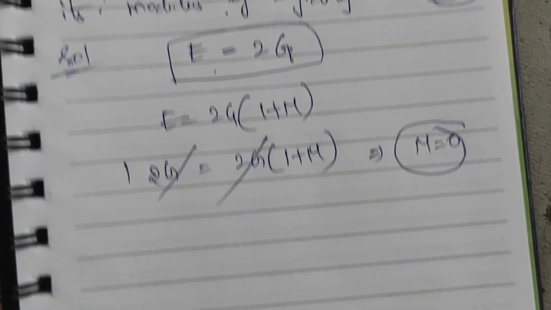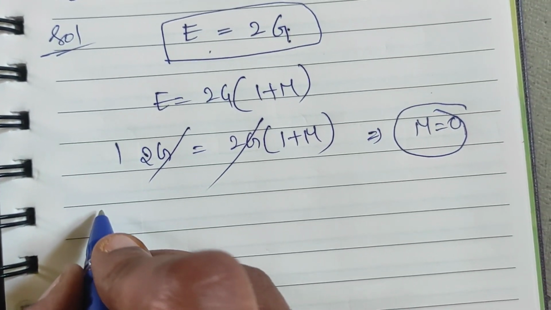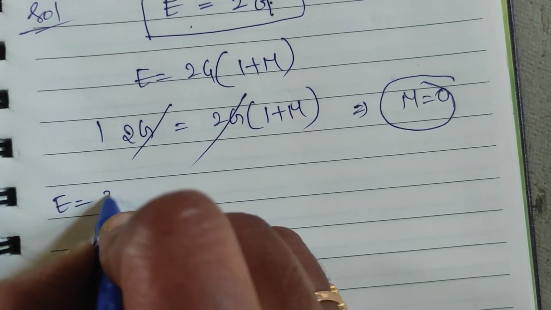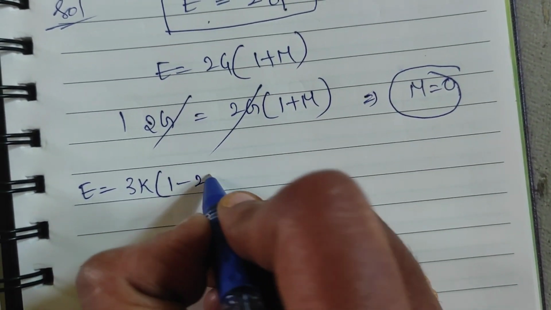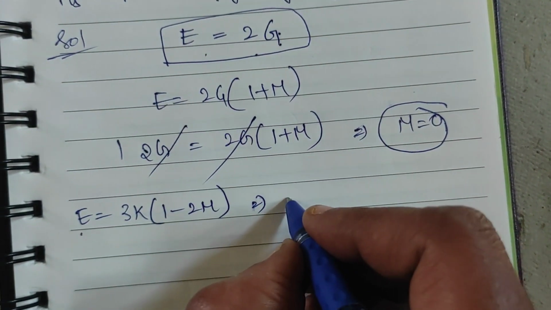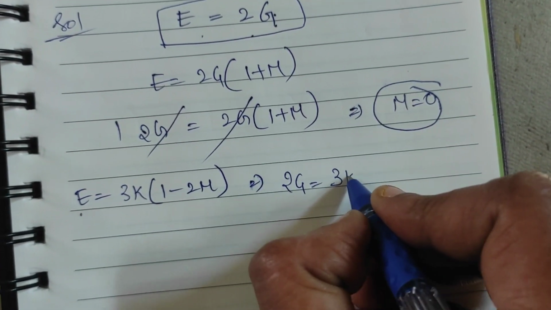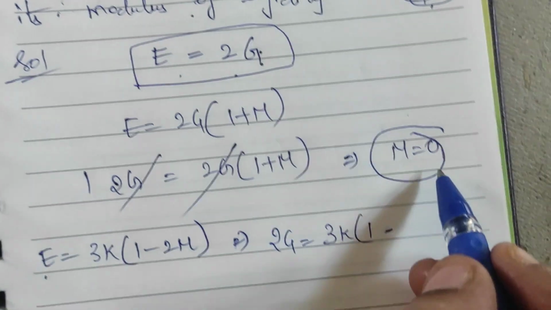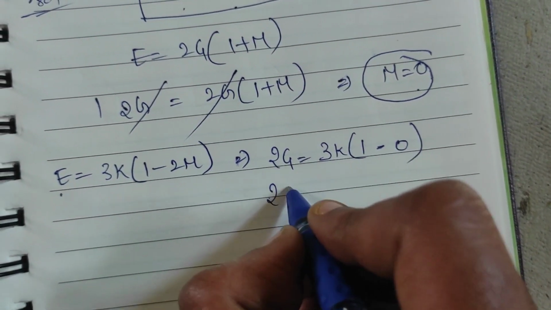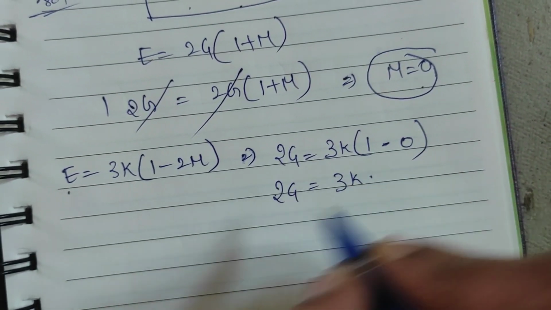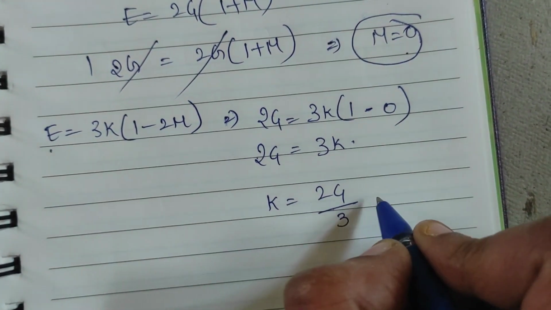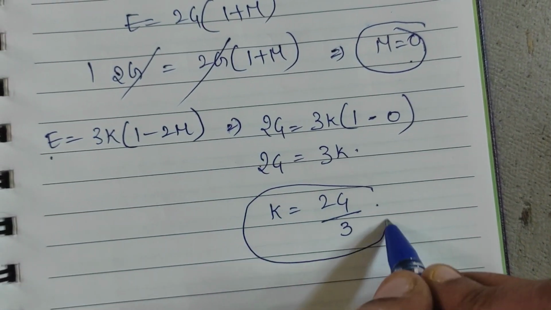Understand? And next, take another elastic constant. They are asking to find K. So E is equal to 3K into 1 minus 2 mu. Understand? So E is equal to 2G as given in the question statement. 2G is equal to 3K into 1 minus 2 mu, here mu is equal to 0. So 2 into 0 is 0. Understand? And here 2G is equal to 3K. So K is equal to 2G by 3. So this is the bulk modulus.